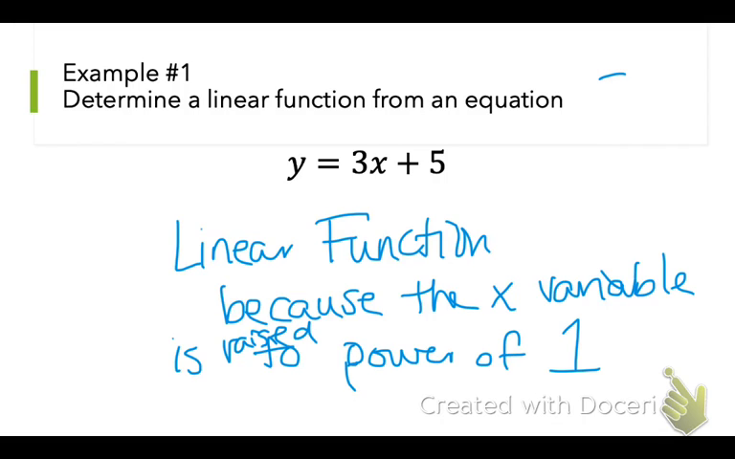Remember, a number raised to the power of 1, so for example 5 raised to the power of 1, is equal to that number. There's only one 5. 5 raised to the power of 1 is equal to 5. Same idea with x. X by itself, what's the invisible exponent? Well, the invisible exponent is x to the power of 1. So, according to my definition, to be a linear function, my x has to be raised to the power of 1 or 0. It is raised to the power of 1, so it's a linear function.